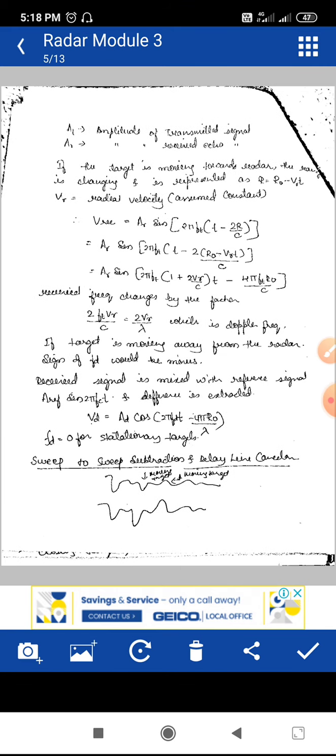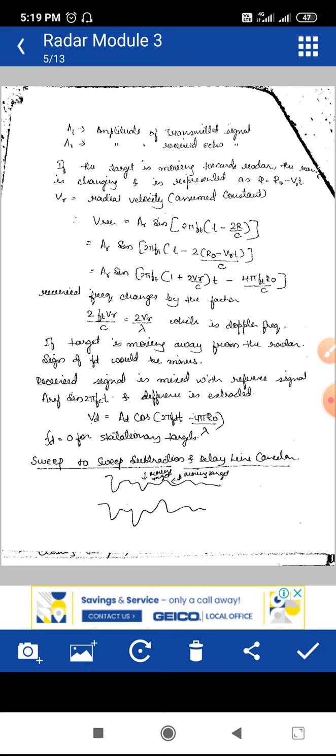Again in the above equations, AT and AR are the amplitude of the transmitted signal and the amplitude of the received signal respectively. Now if we assume that the target is moving towards the radar, the distance is obviously reducing. So what is the distance R? R is equal to R naught, some predetermined range, minus Vr into t. What is Vr? Vr is the radial velocity of the target, because it is moving, therefore it is radial velocity.